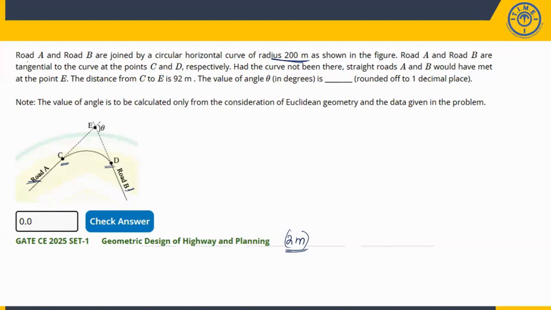Had the curve not been there, straight roads A and B would have met at point E. The distance from C to E is 92 meter. Value of theta is dash. Angle is calculated only from consideration of Euclidean geometry and the data given in the problem. Okay, no problem. Calculate the value of theta. Directly use the geometry equation.